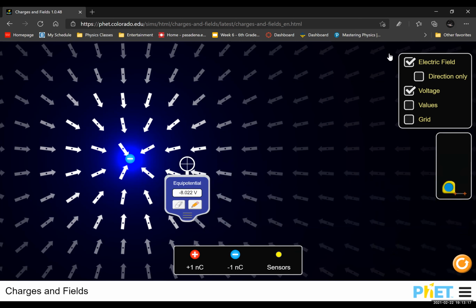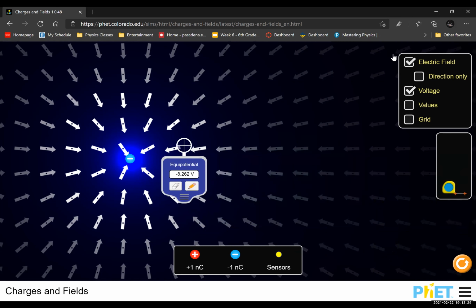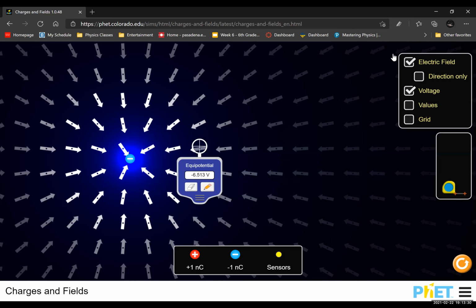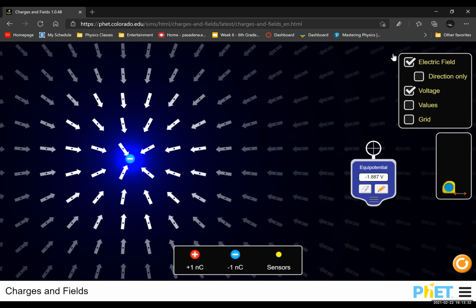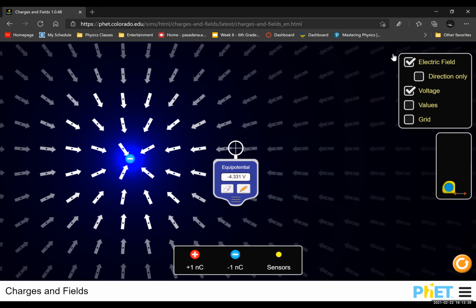Now, a very important thing we're going to talk about is this. Remember, negative 1.9 is a higher, larger number than negative 6. So see what we're doing. This is a larger number. Then if I travel in the direction of the electric field, my number decreases, decreases, decreases. That means if I'm traveling in the direction of the electric field, potential decreases.